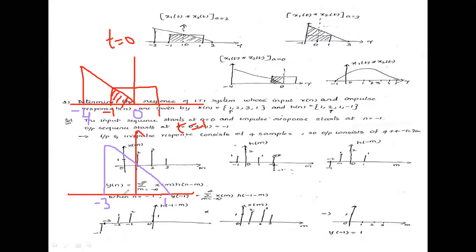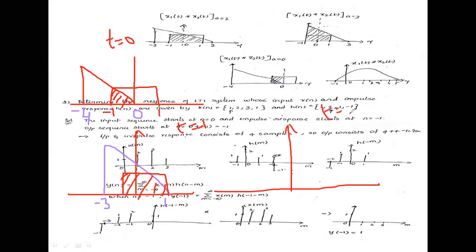The x1 of t is the same. There is no change here. X1 of t will get this. The overlapping occurs at this stage. Now t is equal to 1, see the minus 3 and 1. One sample is shifted. And then at t is equal to 2.